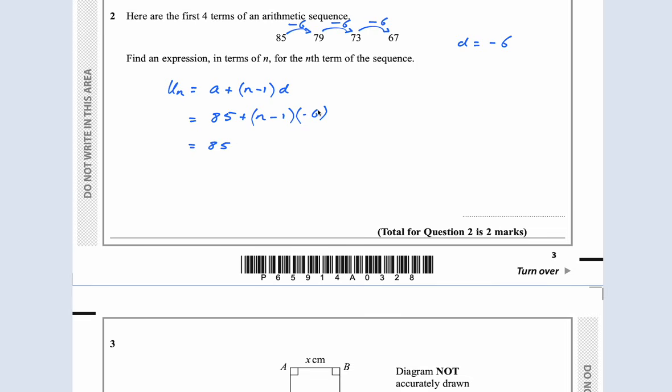Then I do -6 times n is -6n. -6 times -1 is +6. So we're left with 85 plus 6 is 91 minus 6n. And that's it. 91 minus 6n.